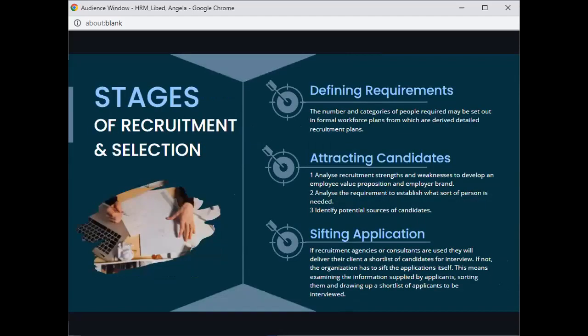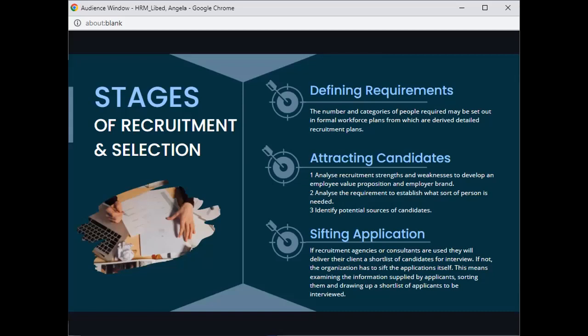There are stages in recruitment and selection. So, first is defining what the requirements are. The number and categories of people required to set up the formal workforce plans from which recruitment plans are derived. So, dito makikita yung mga qualifications na hinahanap ng organization. So, first is the role profiles. It defines the overall purpose of the role, its supporting relationships, and the key job areas.